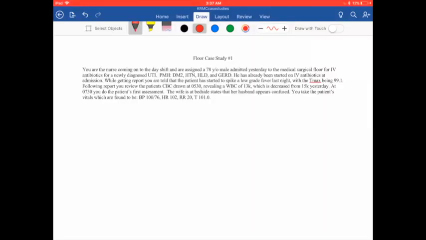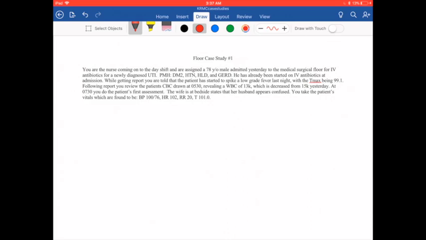Alright, so this next case study, I wanted to give you an example of what a floor scenario would be like, so a patient that isn't coming from the ER. This one is going to be a much shorter case study. I apologize, that last one was kind of long, but I wanted you to see what it's like to have to fill out the entire tool. But there are going to be scenarios where you won't have to fill out the full thing.